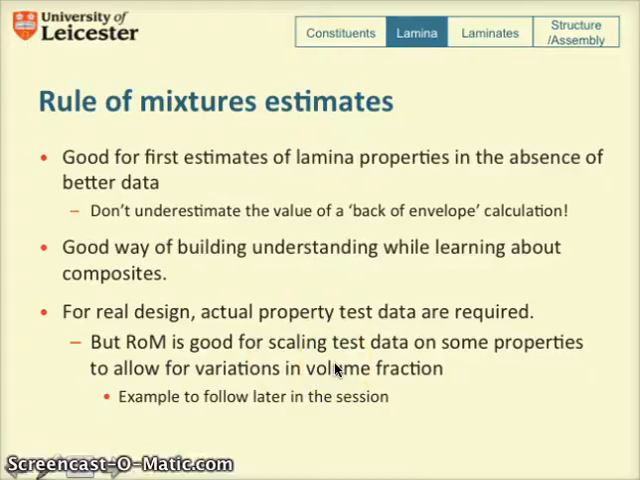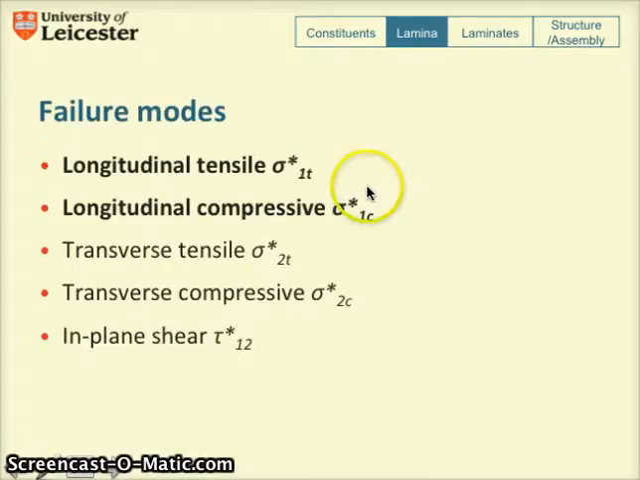In terms of failure modes of laminar, the two important ones that we're going to look at are the longitudinal ones in tensile and compression. And the reason these are very different is because their actual failure mode on a micromechanics level is very different. And I've got a couple of quick animations to illustrate this.